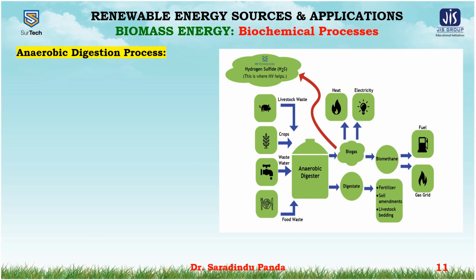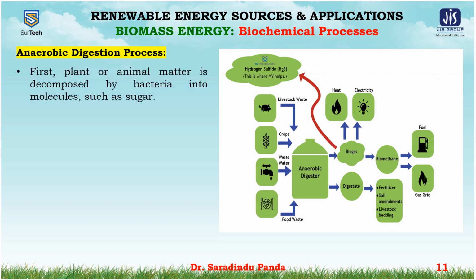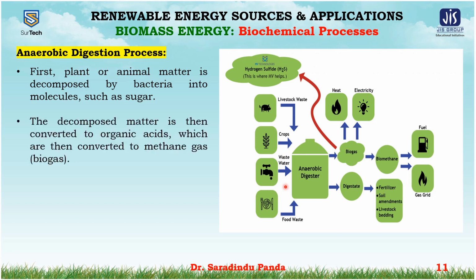The anaerobic digestion process: first, the plant or animal matter is decomposed by bacteria into molecules such as sugar. The decomposed matter is then converted to organic acids, which are then converted to methane gas.